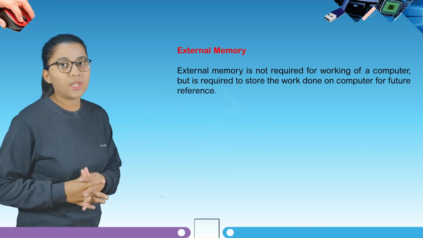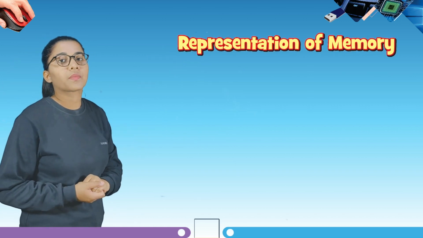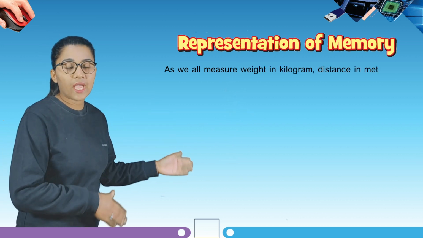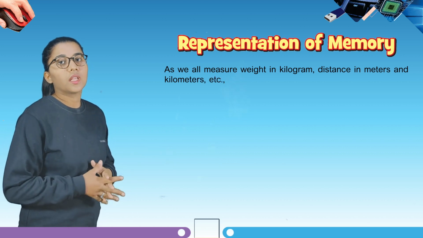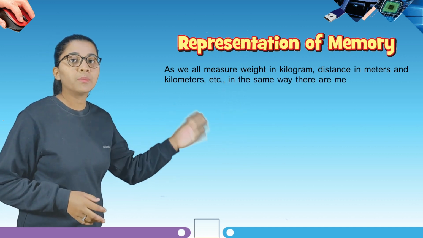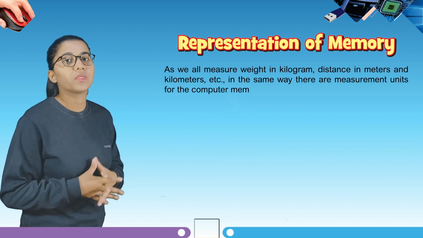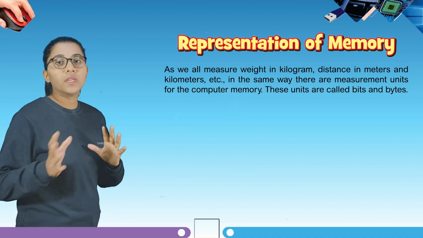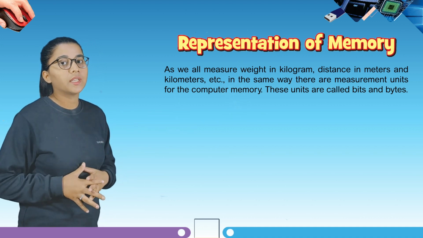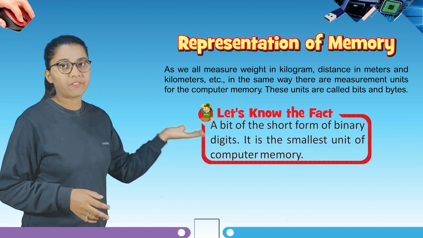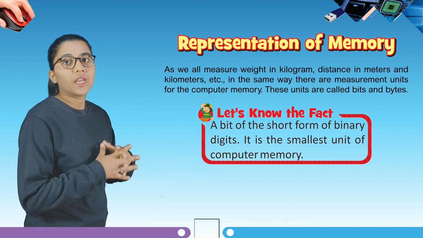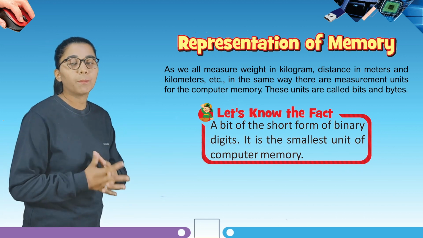So students, now let's jump to our next topic, that is representation of memory. As we all measure weight in kilograms, distance in meters and kilometers, and so on, in the same way, there are measurement units for the computer memory. These units are called bits and bytes. So students, before we learn about bits and bytes in detail, let's have a look at an interesting fact. A bit is the short form of binary digit, and it is the smallest unit of computer memory.